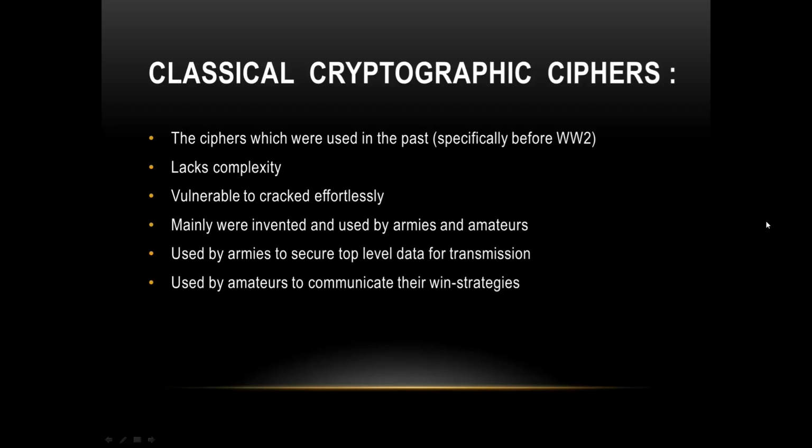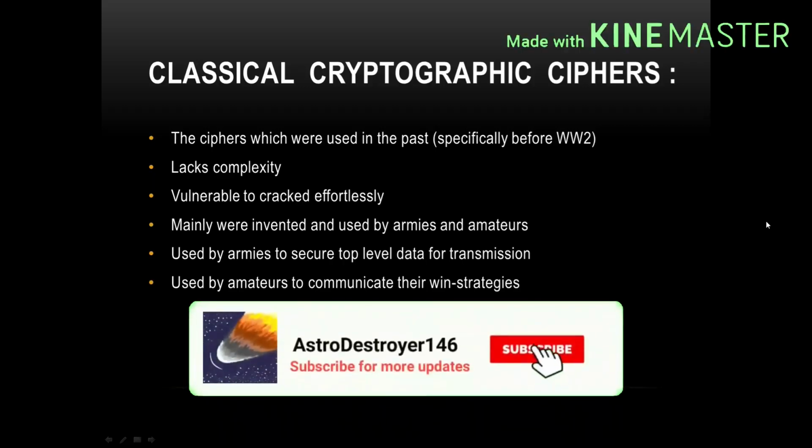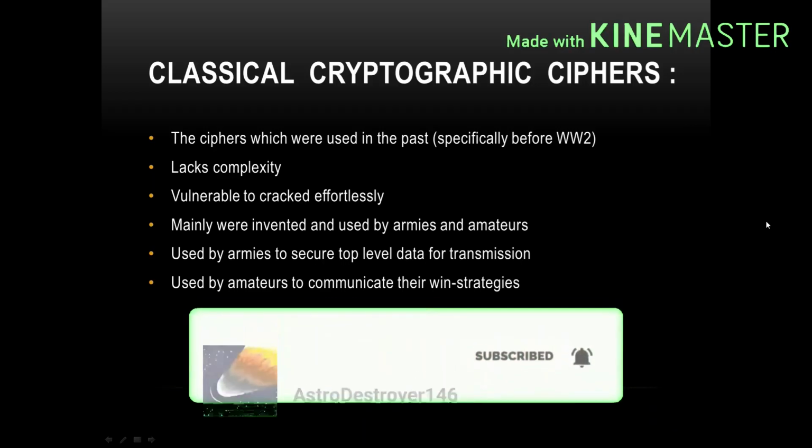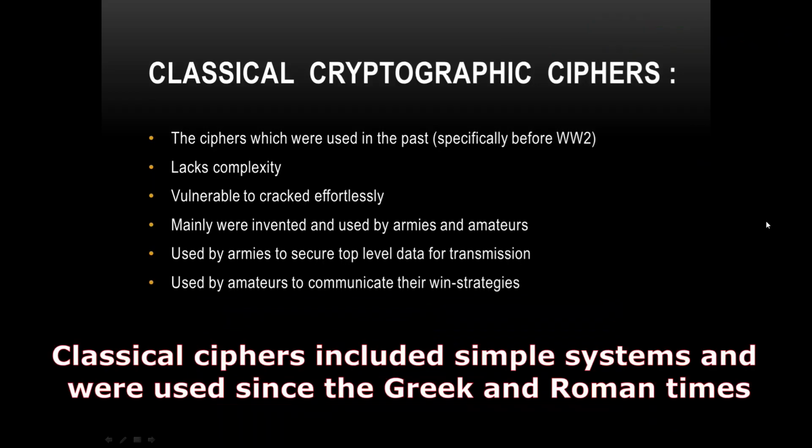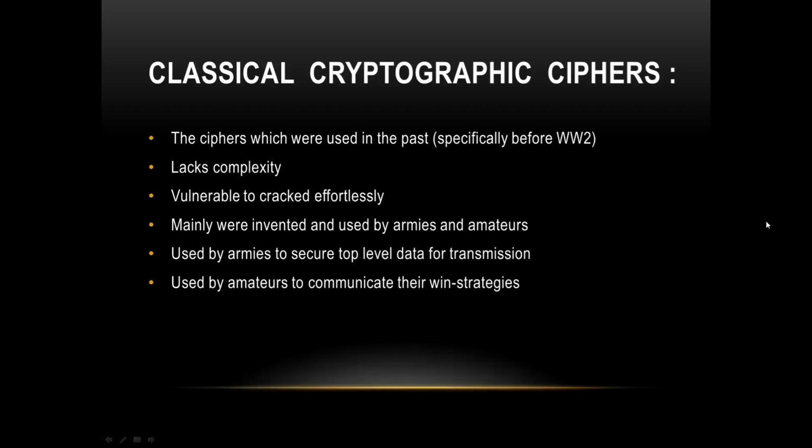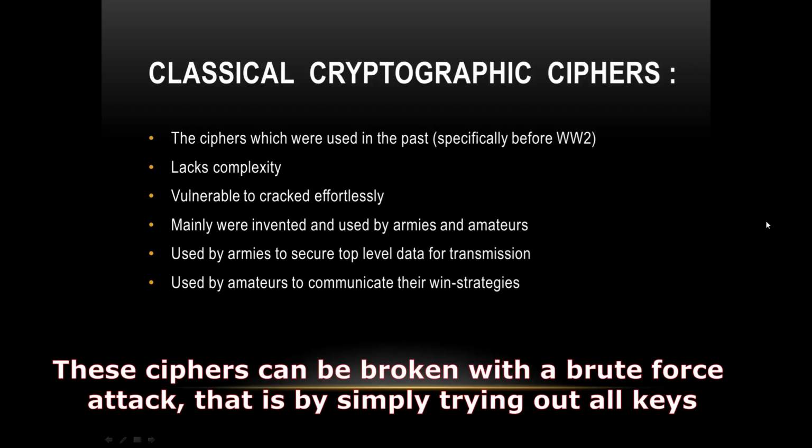So let's start today's video. So today we are going to talk about classical cryptographic ciphers. So the word classical usually refers to the fact that this type of cryptographic ciphers were particularly used in the past. And when we talk about the past in the context of this video, it specifically refers to the period before World War II. And this type of cryptographic ciphers usually lacked complexity and were quite simple.